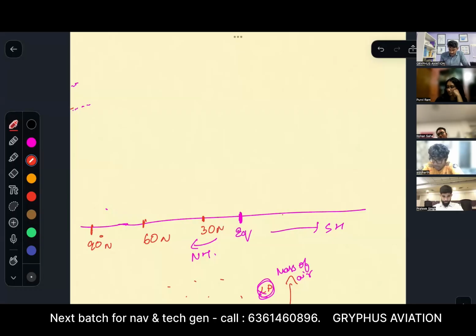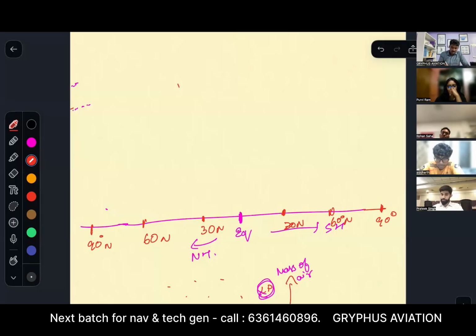Same like that, this side. This is your 30-degree north. This is your 60-degree north. And this is your 90-degree north. Is the equator having high temperature or low temperature? The equator has a lot of temperature.